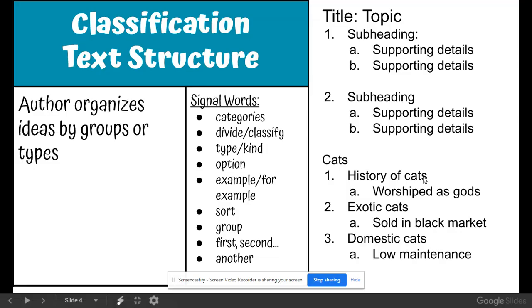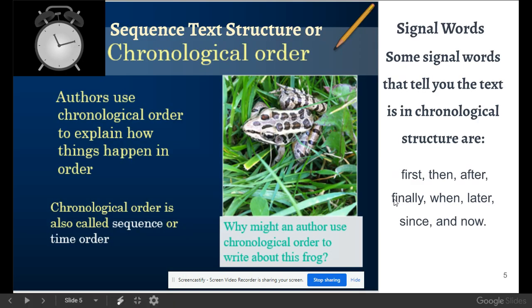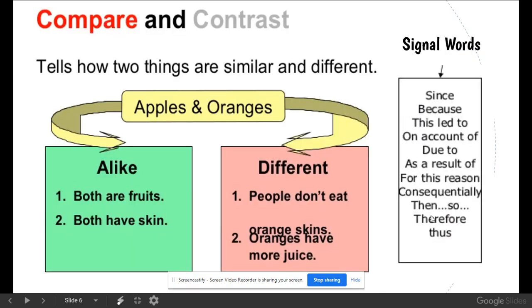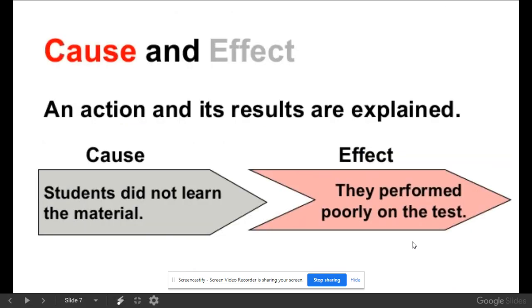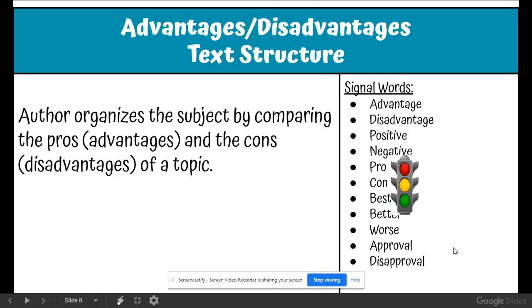So far we've learned classification, where an author organizes ideas by groups using main ideas and subheadings. Sequence, where it is in order from first to last, or maybe by time, chronological text structure. When they compare the similarities and contrast the differences between a topic. Cause and effect, where an action results in a consequence or some sort of effect because of the initial action. Advantages and disadvantages, where they describe the pros and the cons of a topic.